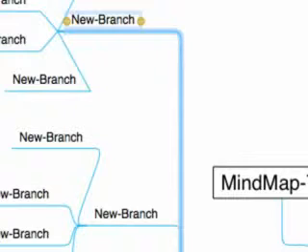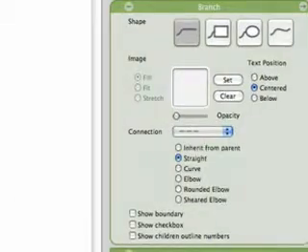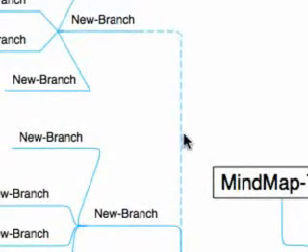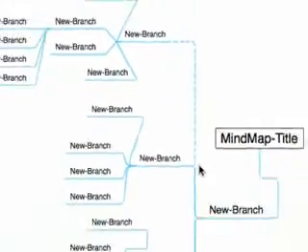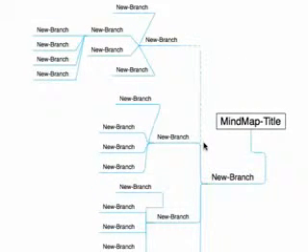So the line style applies to the connection from the selected branch to its parent. So let's select this branch and change the line style for the connection line to a dashed line, and you can see the way that that's drawn. So now you have a good idea of what you can do with the connection lines, and I suggest that you have some fun and try them out for yourself.